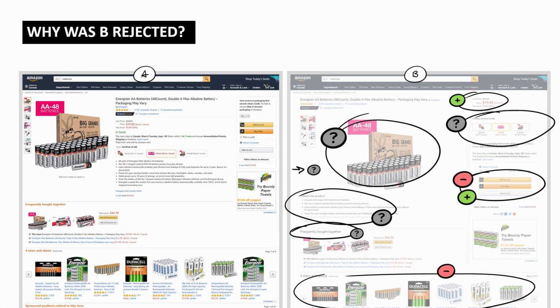And there are other changes. Price closer towards the buttons. Shifting buttons further down is potentially negative. So what's happening here is we have some unknowns, some negatives, and some positives, all combining together.